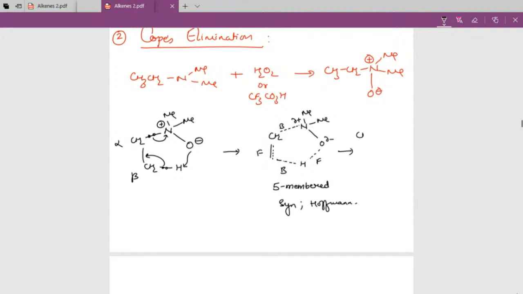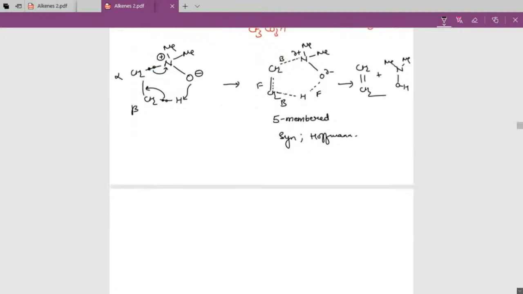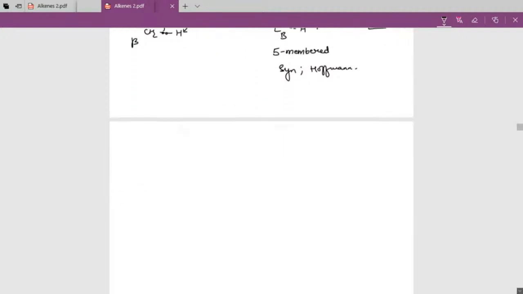When it will complete, we will have CH2 double bond CH2 plus dialkyl hydroxylamine. The other product is dialkyl hydroxylamine, Me2NOH. Is that clear? It is Me2N and OH. So that brings us closer to E1 or E1CB.